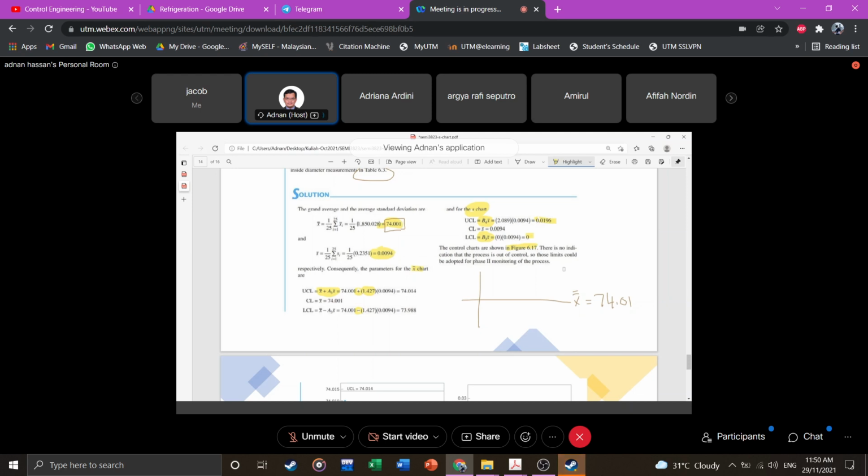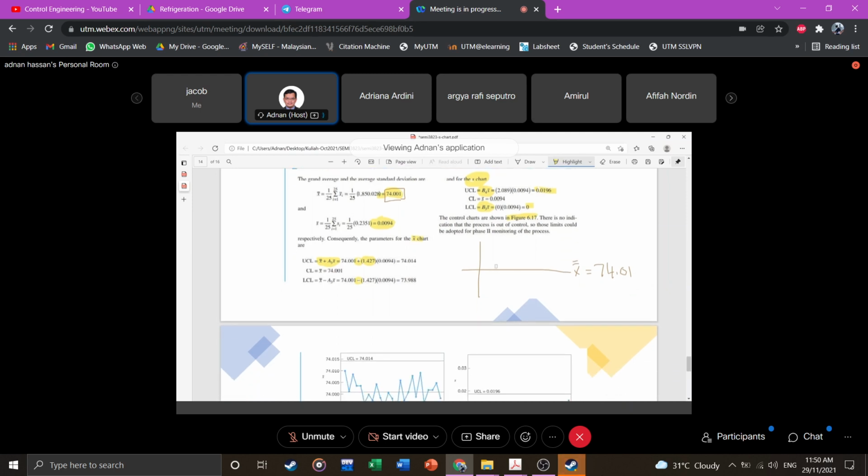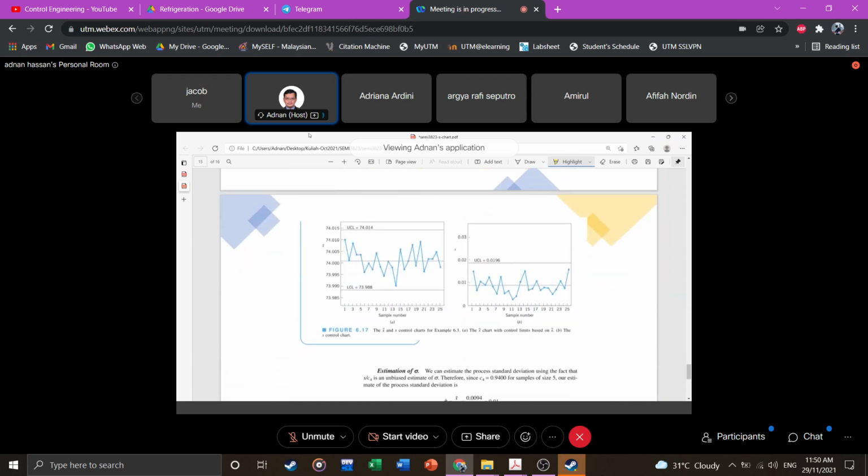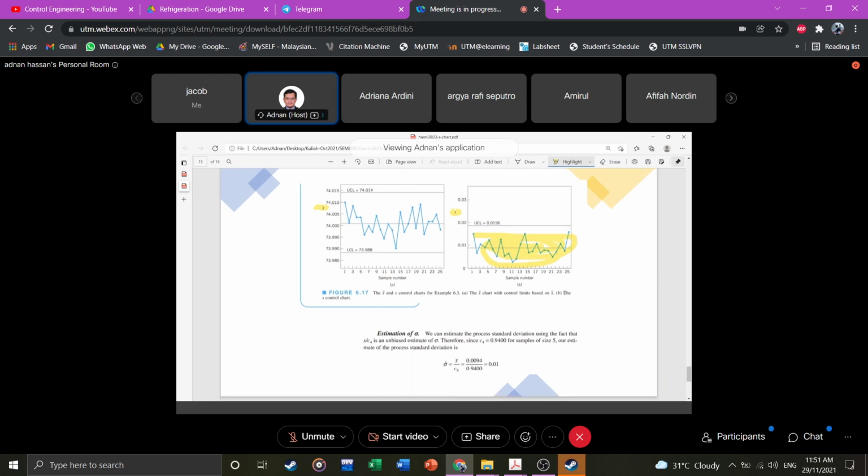The chart shows there is no out of control point, no point outside the control limits, for both the X bar chart and the S chart. So these limits could be adopted for phase 2 monitoring. In control charts for R and S, if the point is low, it shows good performance. We want low R and S values because they show low variability.